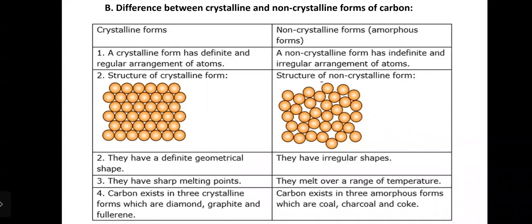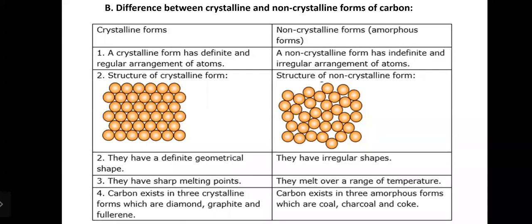Next one, they have a sharp melting point. Crystalline forms have sharp melting points. It means if it melts at 50 degrees Celsius, the whole material melts at 50 degrees Celsius. But what happens to the non-crystalline or amorphous form? They melt over a range of temperature.